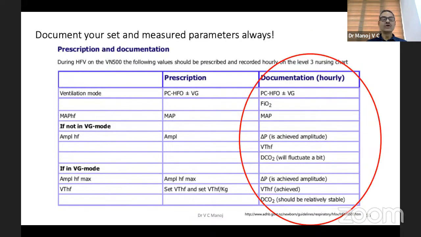Whenever you use HFO, make sure you document all the parameters, and this chart has to be done at a 15-minute interval, especially if you do not have a log record that can be taken out from the machine, so that you can know all the parameters. If you're not using volume targeting, record the VTHF delivered and the DCO2, etc. If you're targeting tidal volumes in HFO, then record the delta P required to attain that particular tidal volume as well.